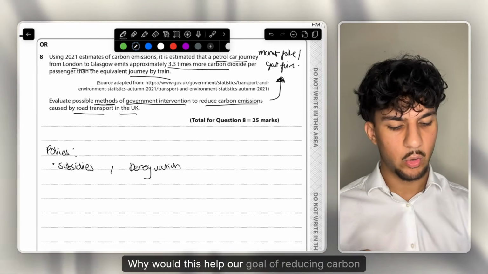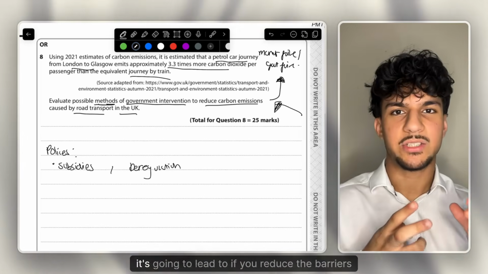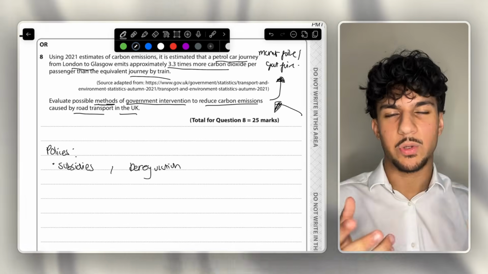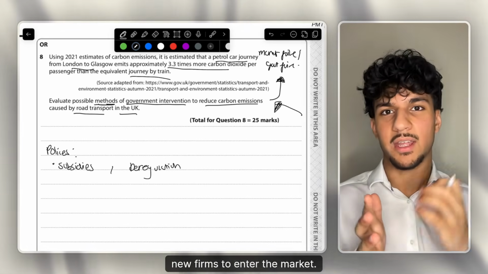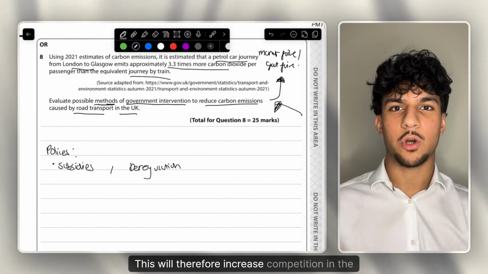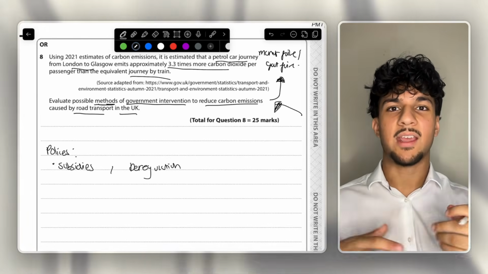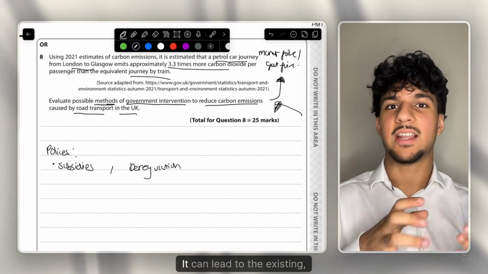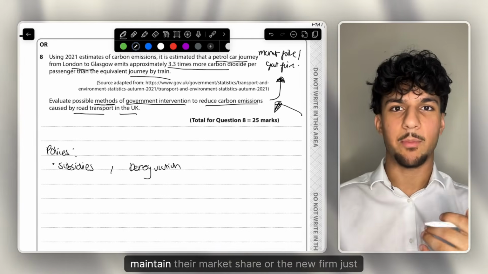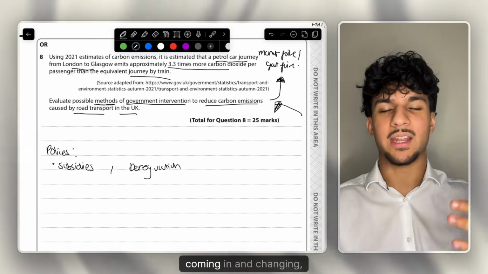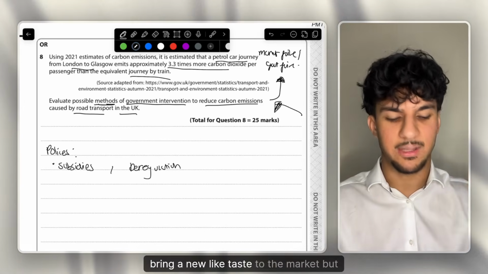Why would this help our goal of reducing carbon emissions? If you reduce the barriers to entry, it's going to be easier for new entrants, new firms, to enter the market. This will therefore increase competition in the market. And when there's more competition in the market, there are more firms, and it can definitely lead to innovation. It can lead to the incumbent firms being forced to innovate to maintain their market share, or the new firms just coming in and changing up the market, bringing a new taste to the market.